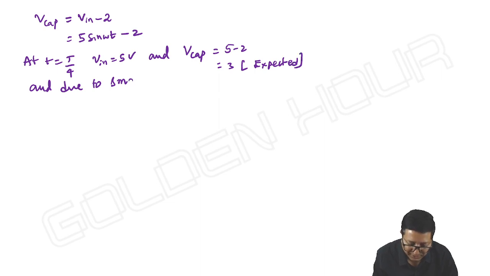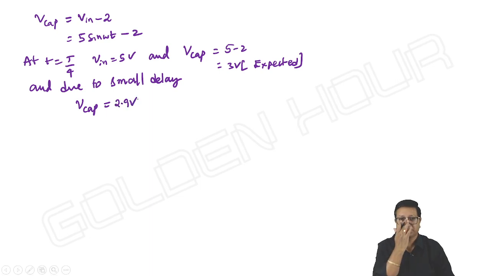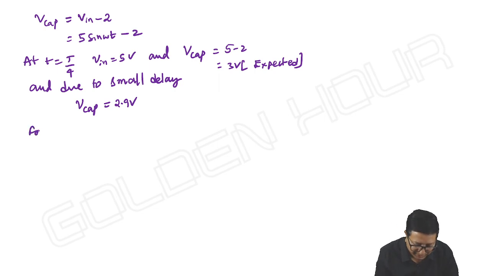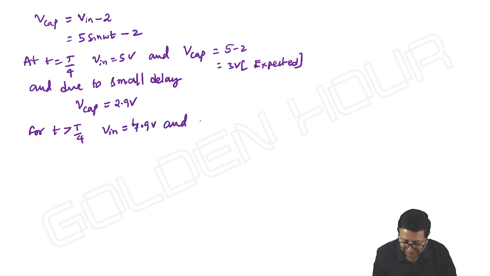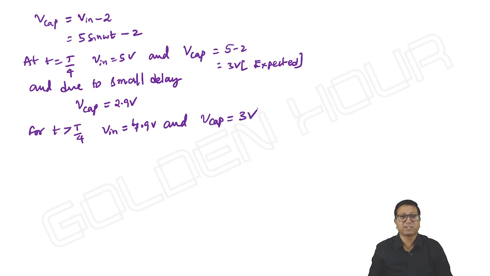But due to small delay, V capacitor is not exactly equal to 3 volts. It is something like 2.9 volts, just slightly less. It's all for our understanding purpose only. We don't know exactly what value it is. And for t greater than T by 4, the input just falls below 5 volts, maybe some 4.9 volts, and by that time the capacitor voltage reaches 3 volts, the expected value.